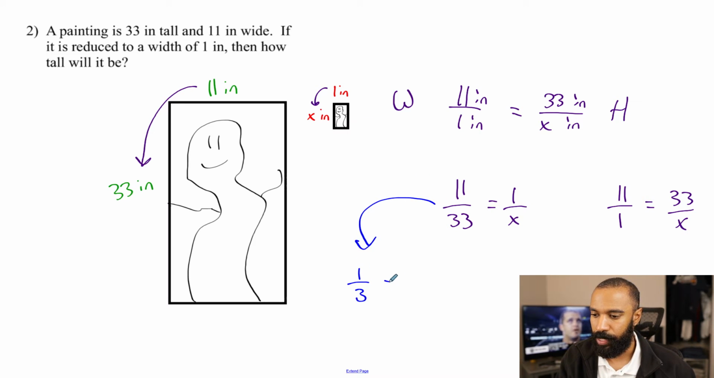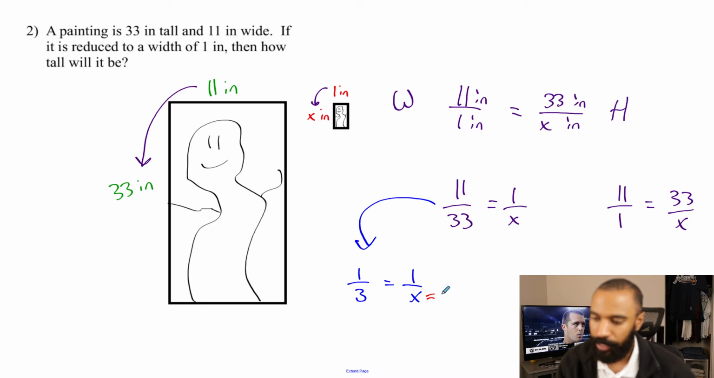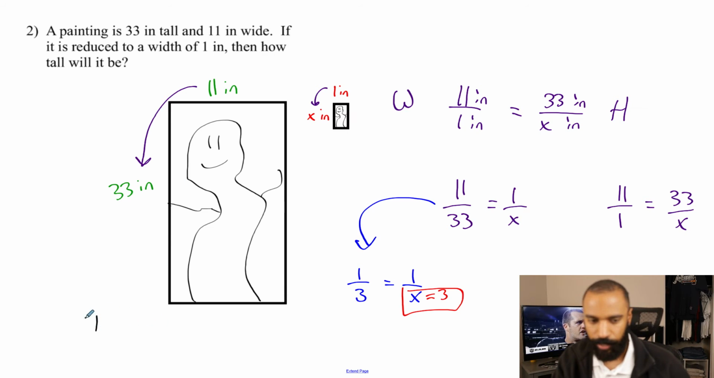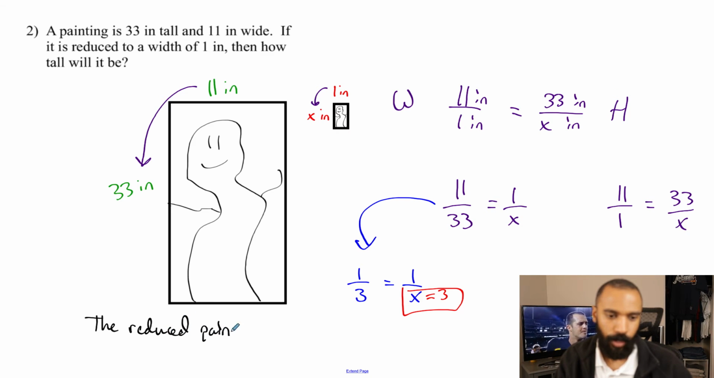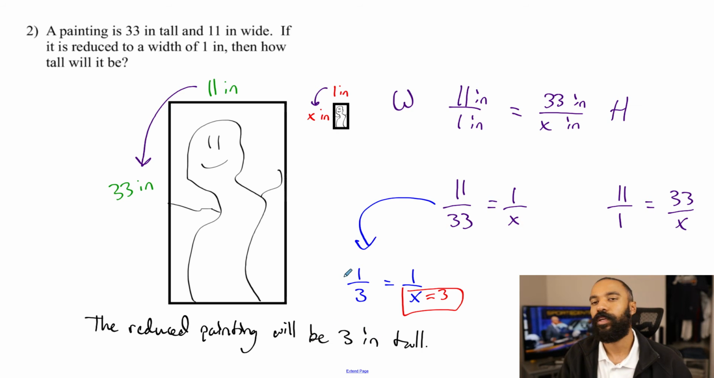So 1 over 3 equals 1 over x. Well, I don't have to cross multiply anymore. 1 over 3 equals 1 over 3. That's the only thing that could work here. Apparently x equals 3. Now does that answer the question? How tall will the reduced painting be? The reduced painting will be 3 inches tall. There we go. You get a word problem, you write a word answer.